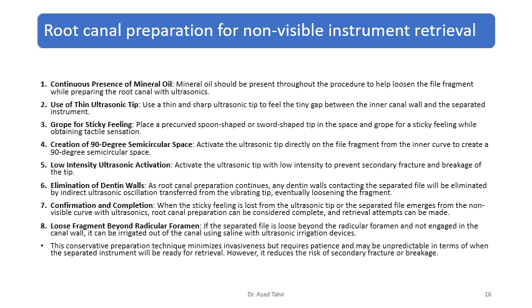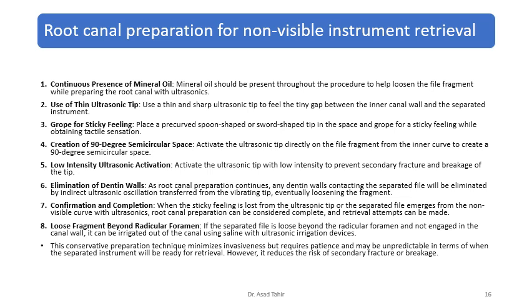Use a thin and sharp ultrasonic tip to feel the space between the inner canal wall and the separated instrument. Grope for a sticky feeling. Place a pre-curved spoon-shaped or sword-shaped tip in the space and grope for a sticky feeling while obtaining tactile sensation. Creation of a 90-degree semicircular space. Activate the ultrasonic tip directly on the file fragment from the inner curve to create a 90-degree semicircular space.